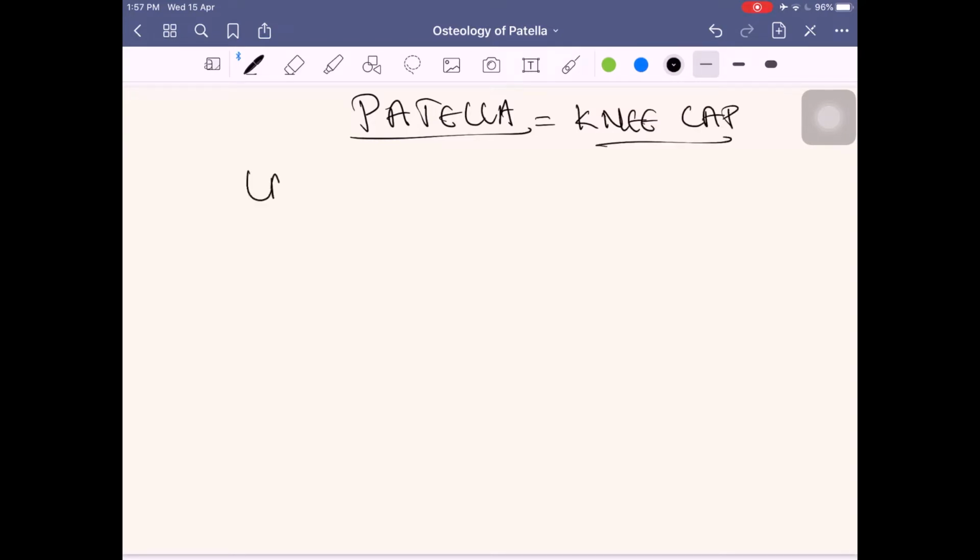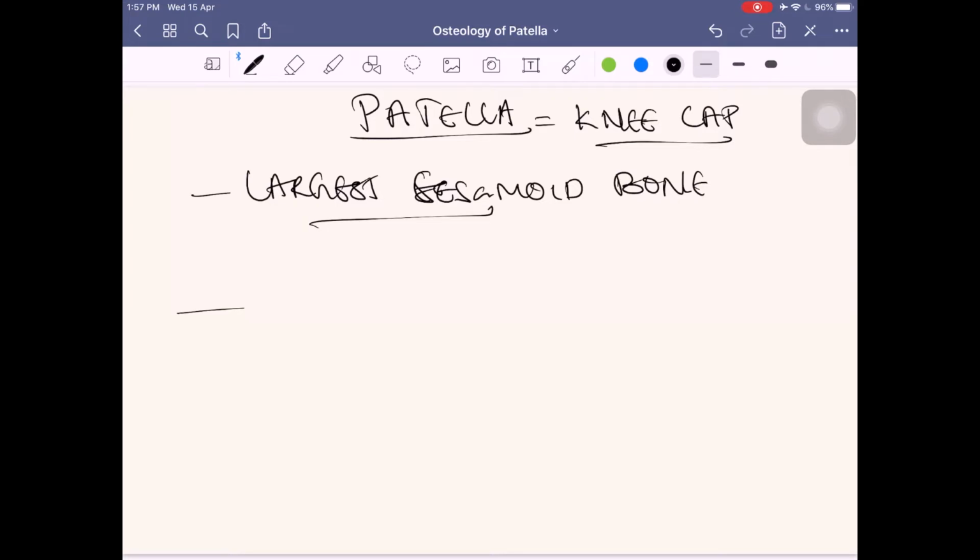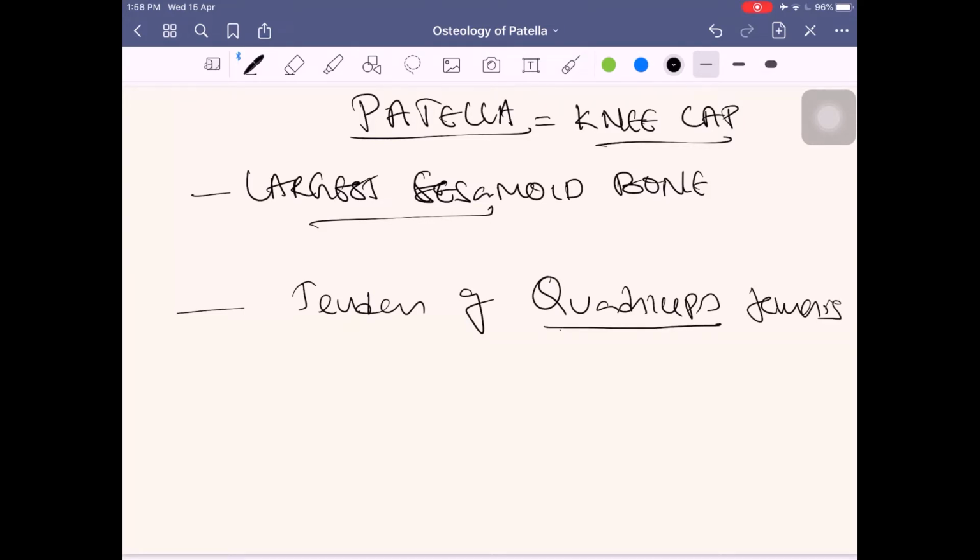That is the largest sesamoid bone. It is a bone which is developing within the tendon. It's the largest sesamoid bone in the whole body, and since it is a sesamoid, it should be found in some tendon or muscle. So tendon of quadriceps femoris. Now till now we came across quadratus femoris, but this quadriceps femoris we are hearing for the first time.